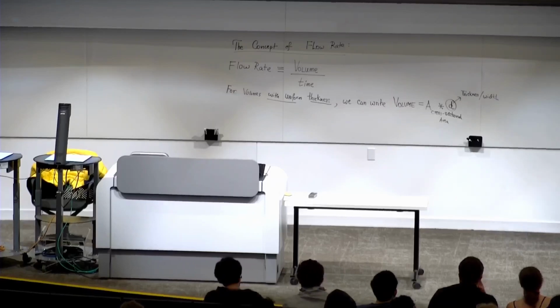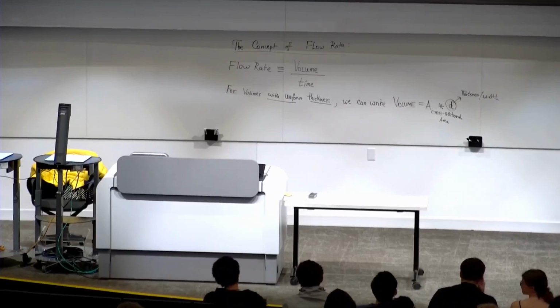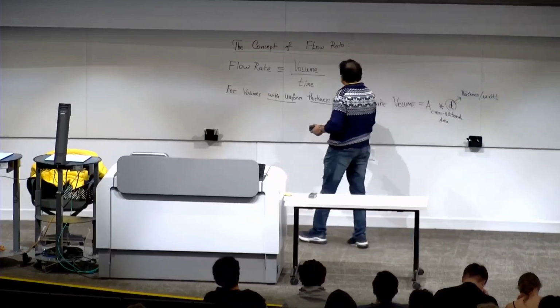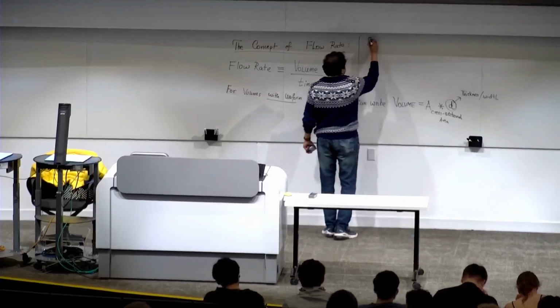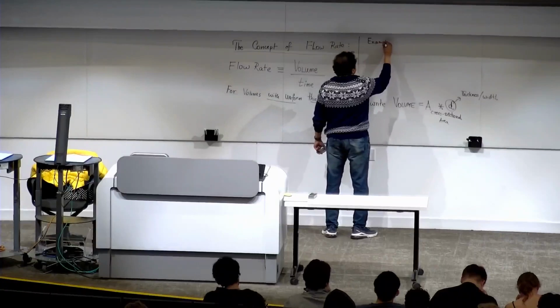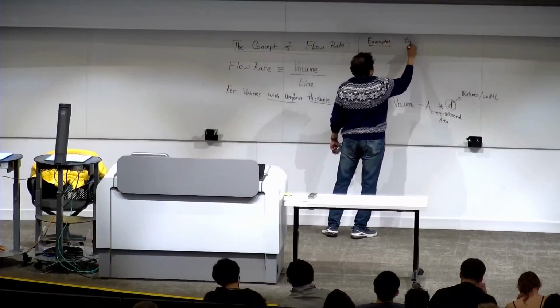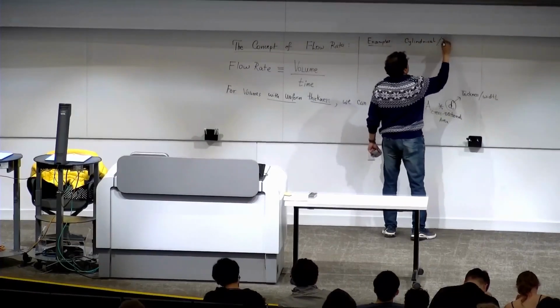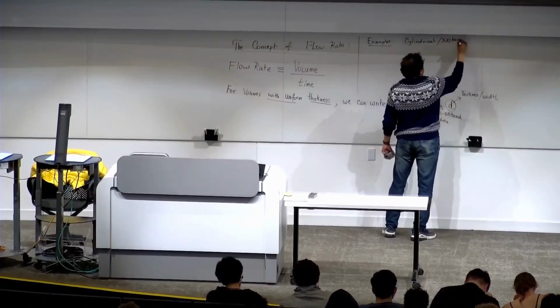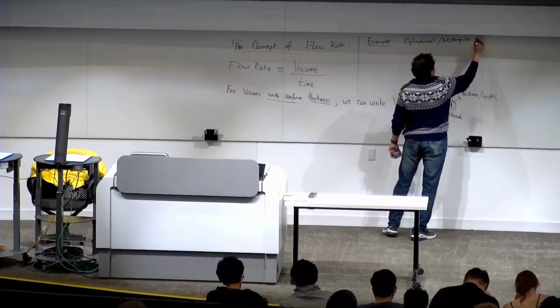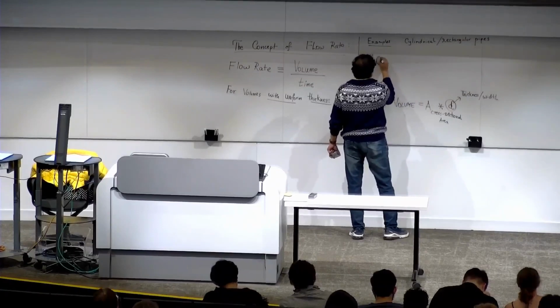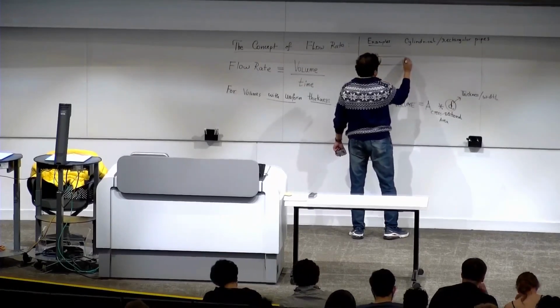So for volumes with uniform thickness, we can write volume as cross sectional area times d, which is the thickness. What do I mean by volumes of uniform thickness? Examples are cylindrical or rectangular pipes. Cylindrical pipe like this.